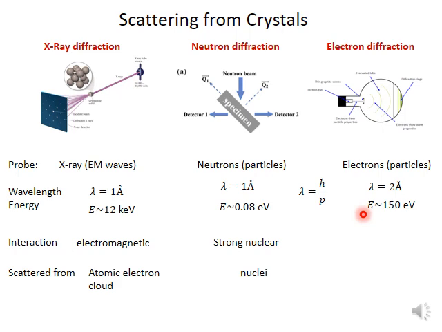A neutron would have a larger momentum even with a smaller kinetic energy. So what kind of interaction does an incident electron have with a crystal? And you might have guessed, because electrons have charges unlike neutrons, there would be electromagnetic interaction, just by Coulombic interaction, and it would be scattered from the electronic cloud surrounding the atom.